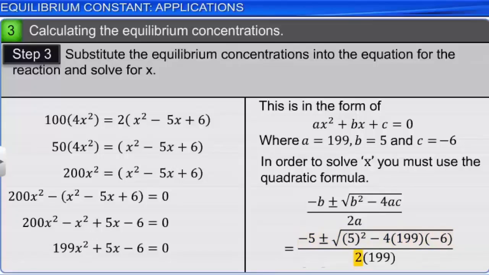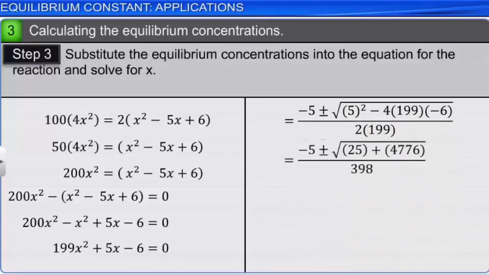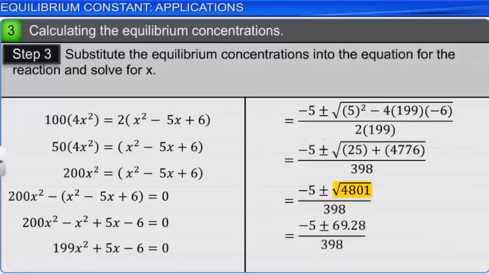This can be written as -5 ± √(25 + 4,776) divided by 398. This can be further written as -5 ± √4,801 divided by 398. The square root of 4,801 is 69.28. Hence, the equation can be written as -5 ± 69.28 divided by 398.